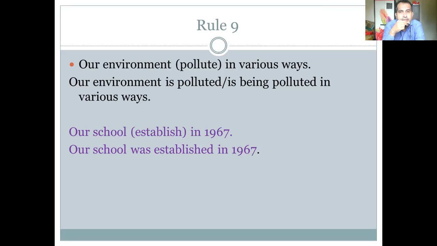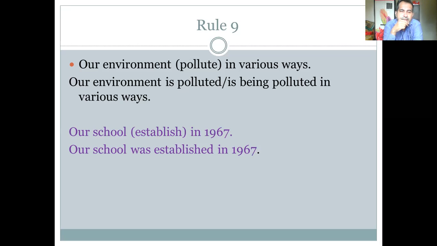Our environment (pollute) in various ways. That means our environment has become the subject here. So in this type of sentences, the rule of passive voice is applied. So you can use this rule undoubtedly here: our environment is polluted, or you can use continuous tense here, is being polluted in various ways by us. So here "by us" remains hidden. So "by us" is actually the subject.